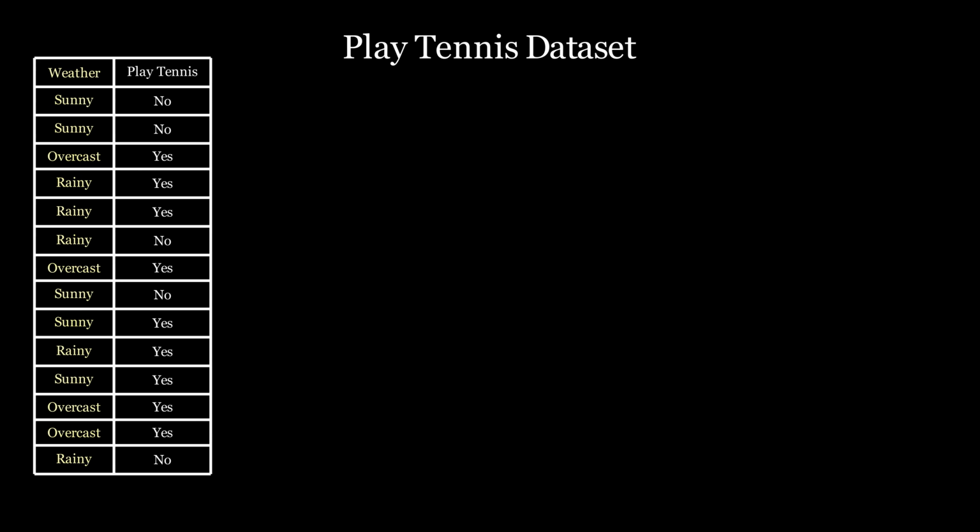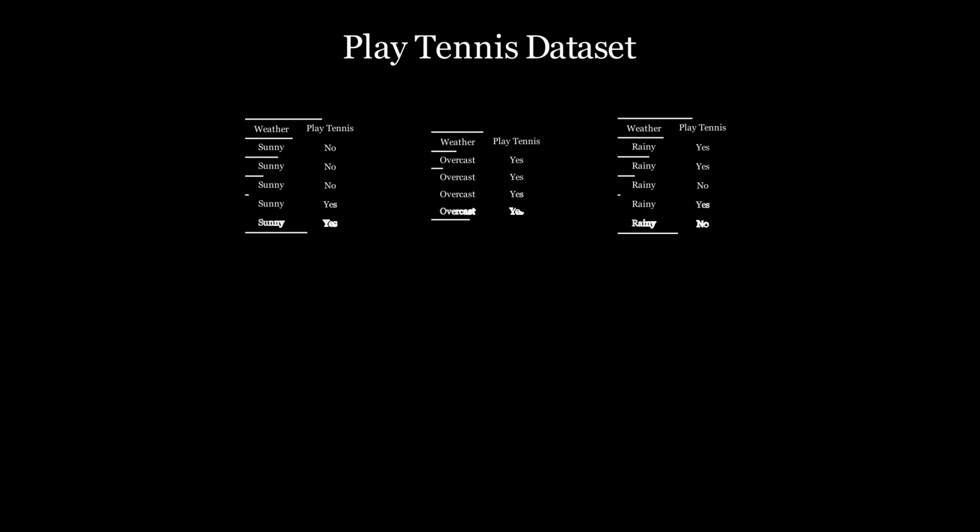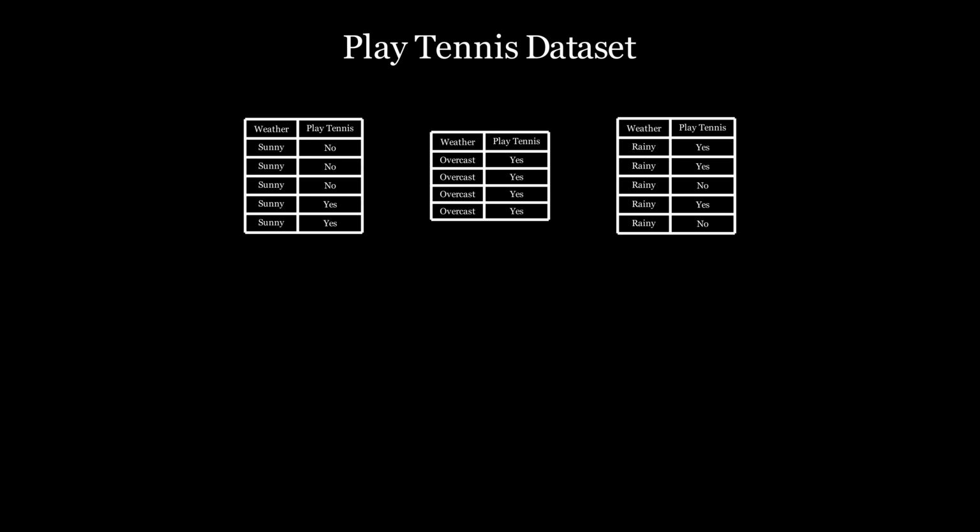Now, let's see how we can split the dataset based on the weather feature and calculate the entropy for each subset. The weather feature has 3 categories: sunny, overcast, and rainy. Let's group the data accordingly. For the sunny group, there are 5 samples, 2 yes and 3 no.